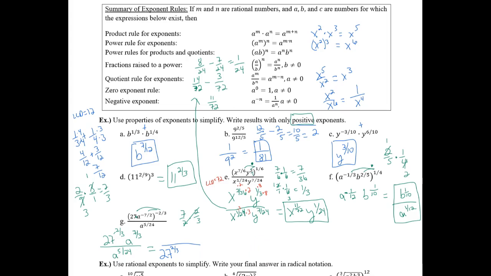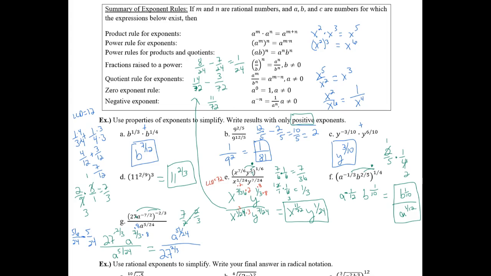So LCD for 24 and 3 is 24. I have to multiply 3 by 8, both numerator and denominator. So now I have 56, let's write it over here, 56 24ths minus 5, that's a minus there, 24ths. 56 minus 5 is 51. And the denominator stays the same. So 51 24ths.